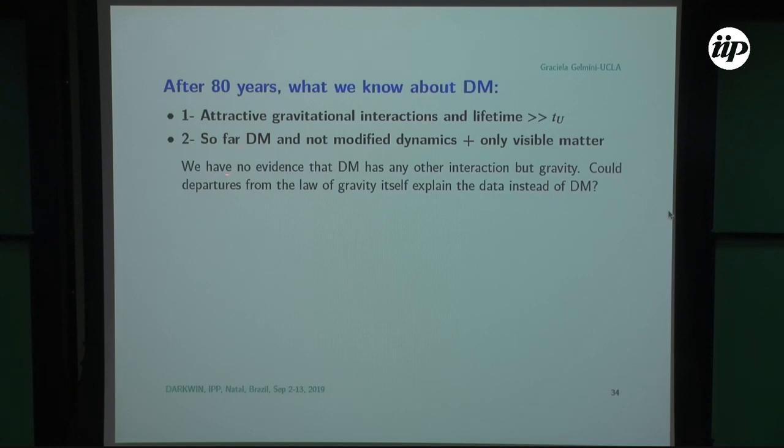So far, we have no evidence of dark matter in any other way with any other interaction but gravity. We use gravity to learn all we know about dark matter. So always the idea is there and will remain there. Could be that departures from the law of gravity itself explain the data instead of dark matter. So this is obviously a very, very good idea. The issue is that in order to test this idea, you need particular models that make a particular departure, and then it makes particular predictions that you can test, right? So, and so far, dark matter cannot be replaced by any idea on modified dynamics plus only visible matter.